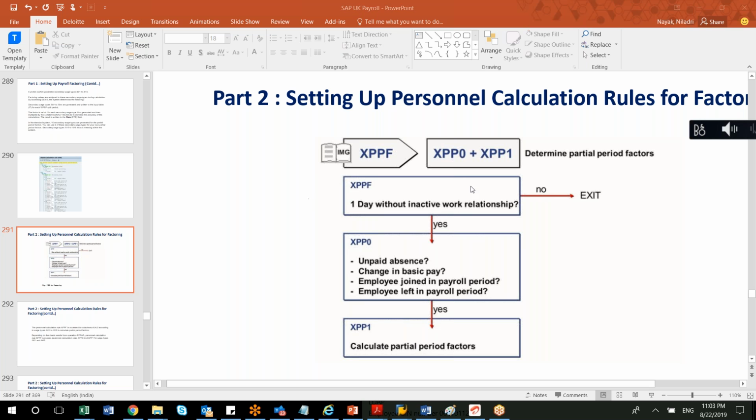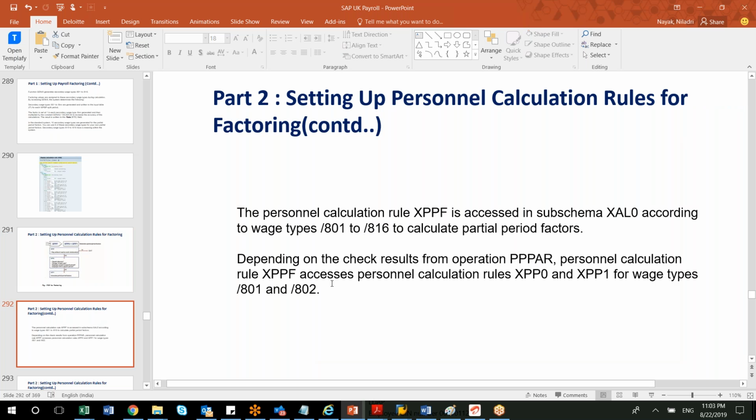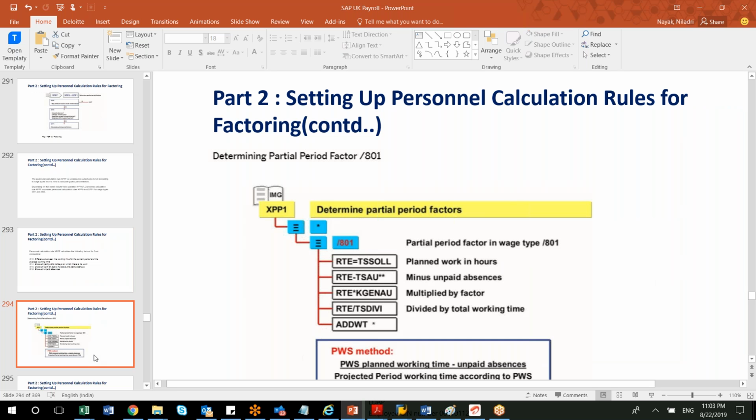This is the overall flow of how this calculation is set up inside the system. But for the actual calculation, I will show the formula of how XPPF is calculated inside the system, from /801 to /816. This is the formula of /801, the partial period factor, and how it is calculated inside XPP1.